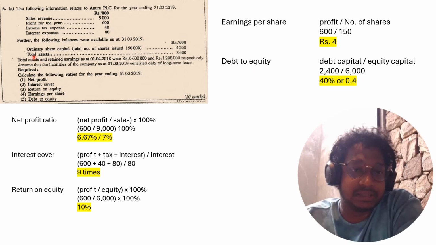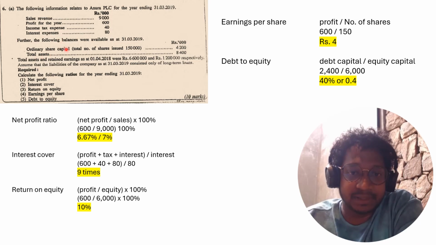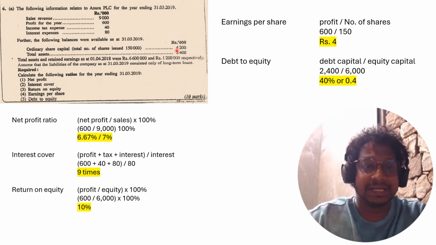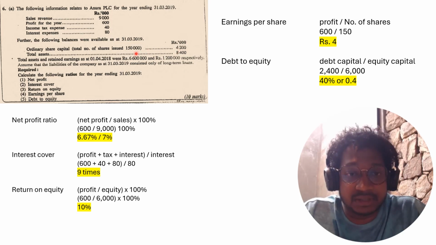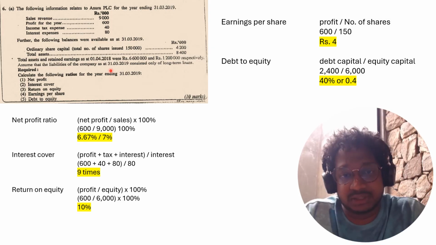So here, the information given is sales revenue, profit for the year, income tax, and the interest expenses. And further, the ordinary share capital value is given as 4,200, the total number of shares issued is 150,000, and the total assets are 8,400. And here it says total assets and retained earnings as at opening date were 6,600,000 and 1,200,000 respectively, and assume that the liabilities of the company as on 31st March 2019 consisted only of long-term loans.